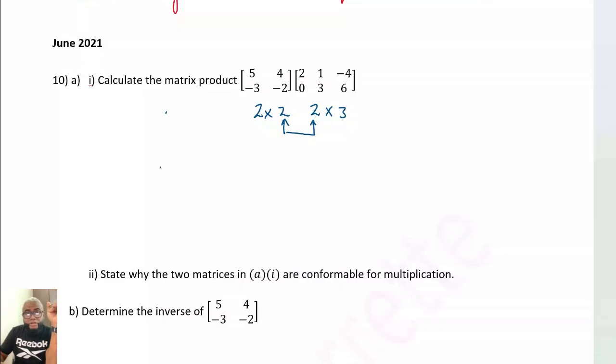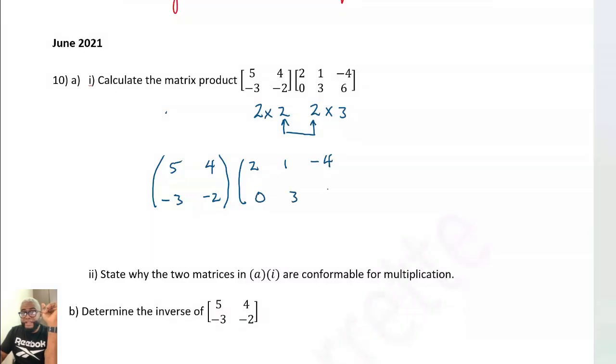Right? So let's roll. So I'm going to write down the matrices down here. We have 5, 4, -3, and -2. Then we have 2, 1, -4, 0, 3, and 6.